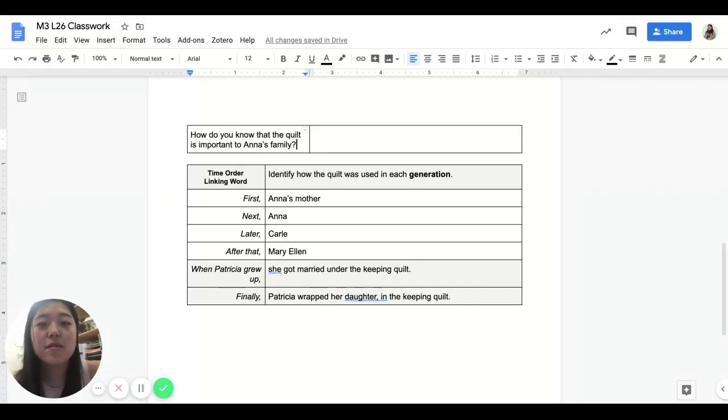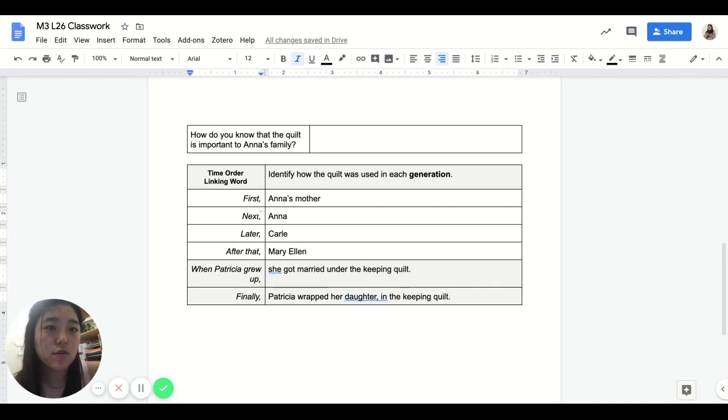All right, so how do you know that the quilt is important to Aunt Anna's family? I want you to write down the answer right here. How do you know it's important? Right, what is it used for? Which leads us to the last part of your classwork today, which is using the time order linking words. So I already wrote them here for you: first, next, later, after that, when, and finally.